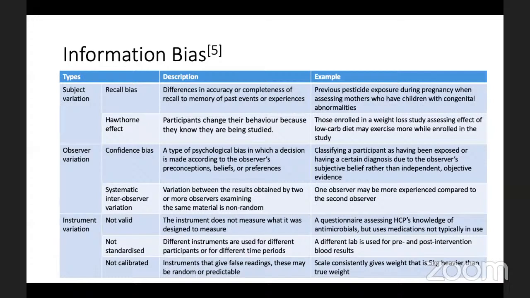Then the Hawthorne effect is described when study participants change their behavior because they know they are being monitored or enrolled in a trial. For instance, those enrolled in a weight loss study assessing a change in diet may exercise more while being enrolled because they know they're being weighed every month or every week. To balance this effect, it's important to have control groups who have the same level of interaction with the research staff and measurements, so that you can cancel out the Hawthorne effect.